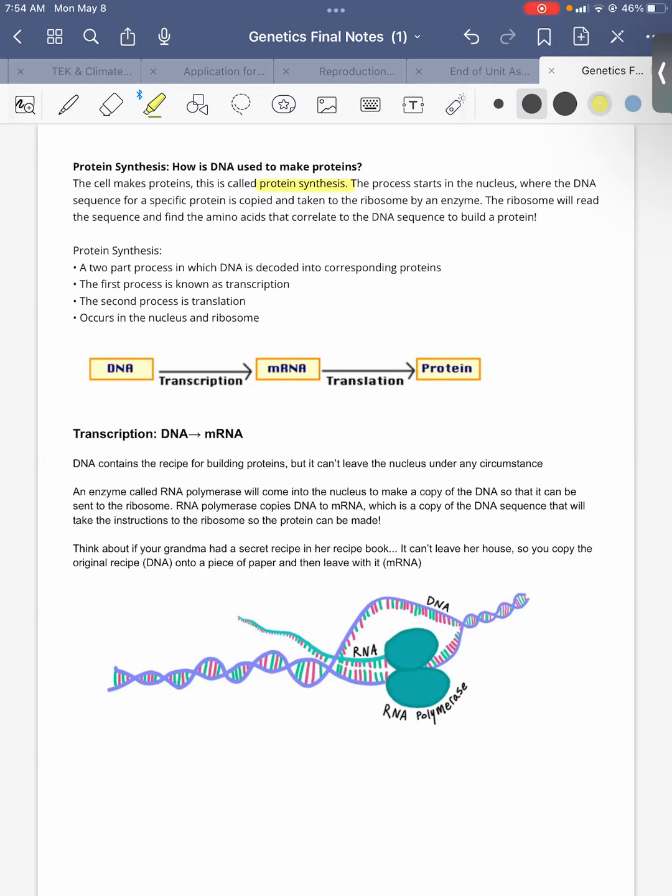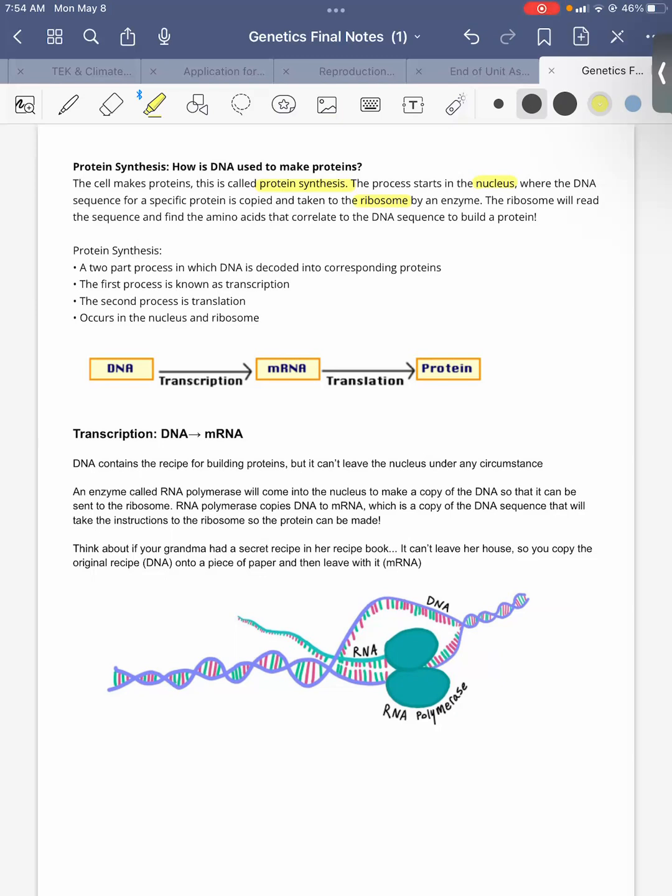Protein synthesis occurs in multiple places in the cell. It's going to start in the nucleus, where the DNA sequence for a specific protein is copied and then taken to the ribosome by an enzyme. The ribosome will read the sequence and find the amino acids that correlate to the DNA sequence to build a protein. We're going to highlight nucleus here and ribosome. That sentence, you may not know exactly what's going on, but I want you to know where in the cell protein synthesis takes place. It's going to take place in two steps in two different places.